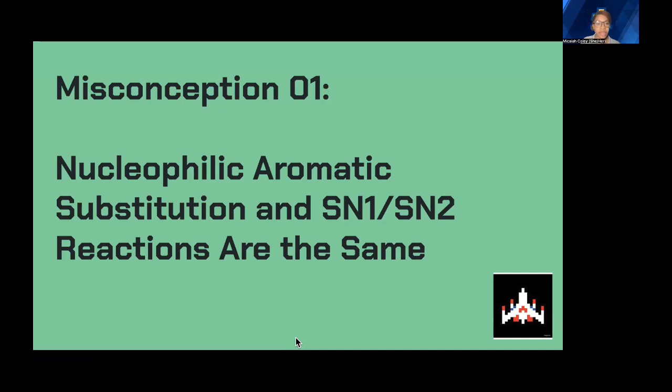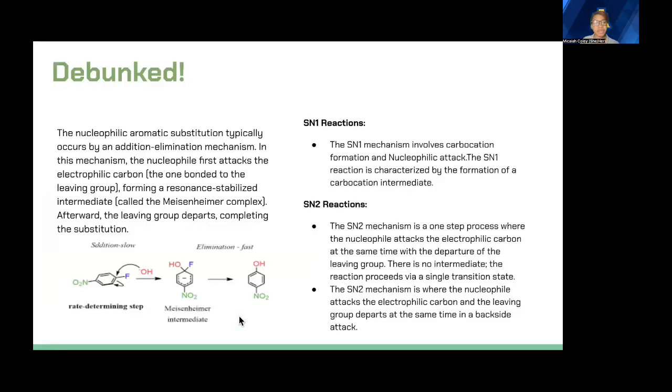Next, another common misconception is that nucleophilic aromatic substitution and SN1, SN2 reactions are the same. This has been debunked. Nucleophilic aromatic substitution occurs by an addition-elimination mechanism. In this mechanism, the nucleophile attacks the electrophilic carbon here, and then it forms a resonance-stabilized intermediate, which is here, the Meisenheimer complex, and then afterward, the leaving group departs, completing the substitution. So this leaving group of F will depart and be replaced by the OH at the top of the compound.